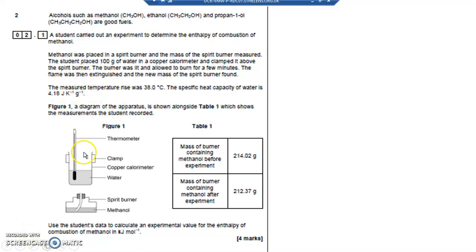Question 2. So I'm heating up some water using methanol in a spirit burner. I've got the mass of the burner before and afterwards, so I could work out the mass of methanol. But to start off with, I'm going to concentrate on the beaker and the amount of water and the temperature rise. And I'm going to use Q equals MC delta T. The mass of the water I've probably got, yes, 100 grams.